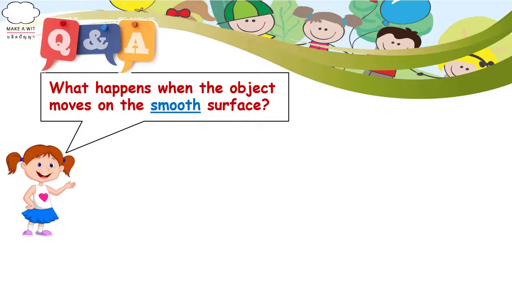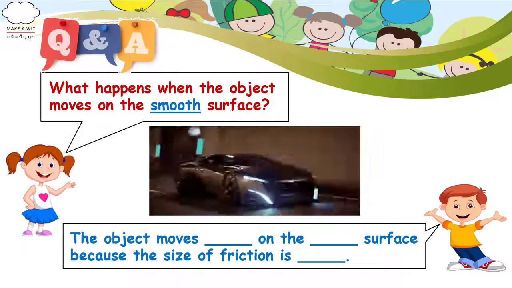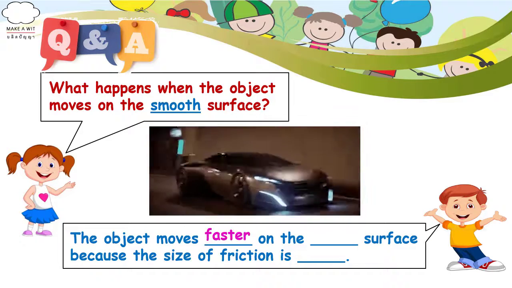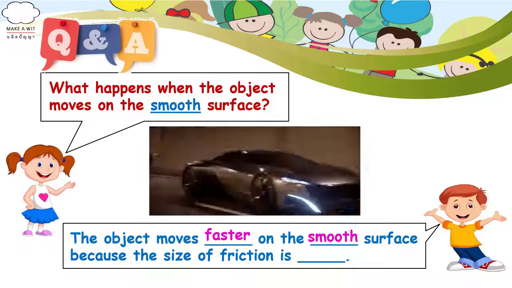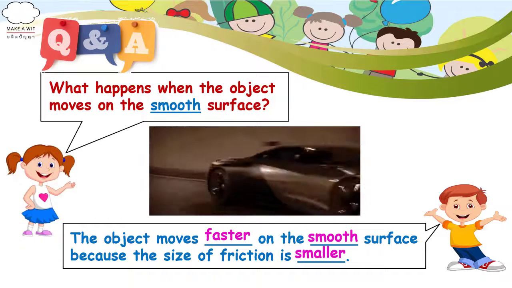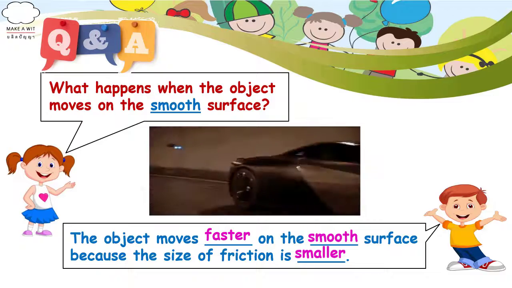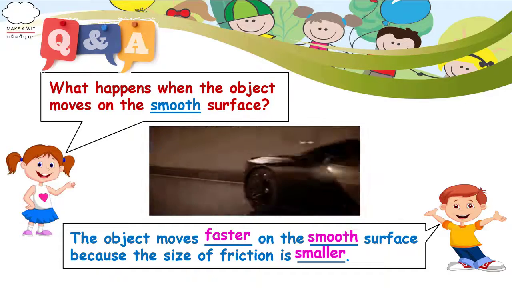What happens when the object moves on the smooth surface? The object moves faster on the smooth surface because the size of friction is smaller. Again, the object moves faster on the smooth surface because the size of friction is smaller. Excellent. Next.